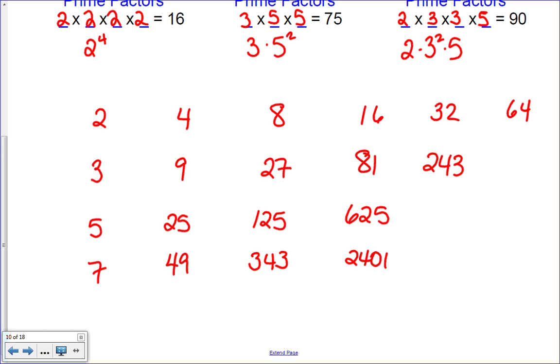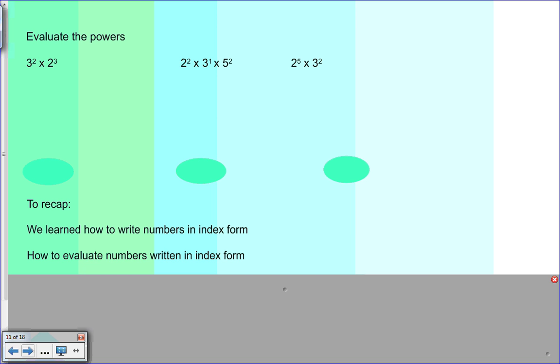Okay, one more thing that we need to do. We're going to evaluate these powers here using the powers that you have at the top of this page. And you may, again, want to pause it so that you can find these answers here. All right, assume you're turning it back on.